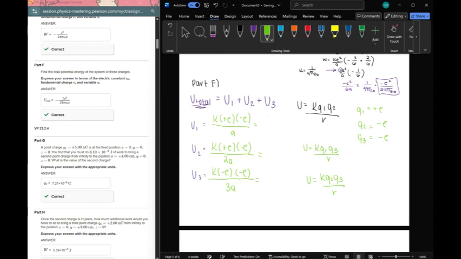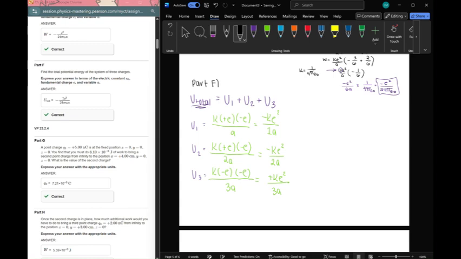So this is going to be negative KE squared over 1A. I'm gonna put 1 because it will be easier for the next step. Negative KE squared over 2A. Oh, I forgot to put squared at the top. And then positive KE squared, because negative times negative, over 3A. There we go. Okay, so now I'm gonna just remove this out of the way so I can continue my calculations.